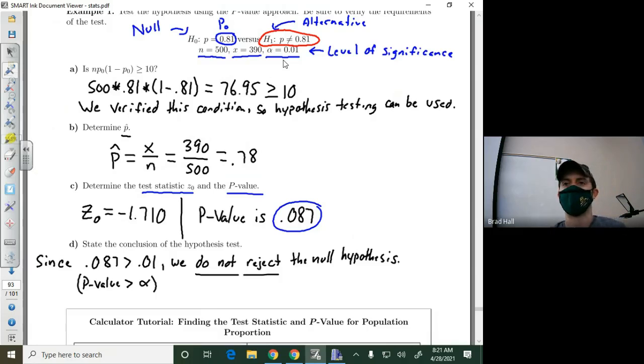We do not reject the null hypothesis. That's what this tells us. If the inequality symbol was flipped, we would reject the null hypothesis, which means we would conclude with the alternative hypothesis. But basically, we did not find enough evidence to overturn our assumption.